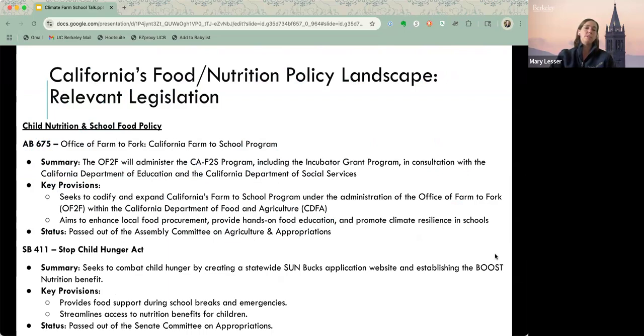So a couple of childhood nutrition and school food policies. Both of these, AB 675 as well as Senate Bill 411, have been introduced into the Assembly and the Senate, and they both have come out of at least one or two committees and are moving forward. Our organization, the California Academy of Nutrition and Dietetics, I helped write support letters for both of these, and I've met with the office staffers of the Assembly members and senators that sponsor these pieces of legislation.